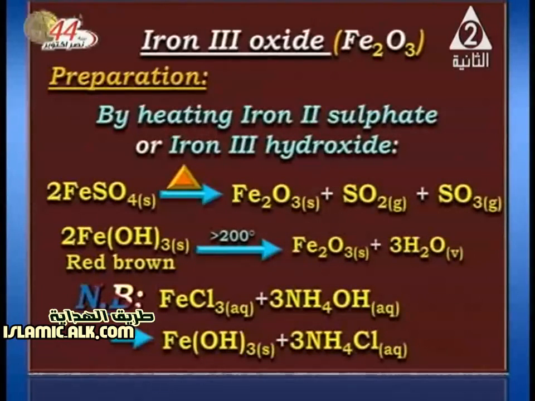We have to react it first with ammonium hydroxide to give iron 3 hydroxide, which by heating gives iron 3 oxide, and we can make the conversion by solving these equations.